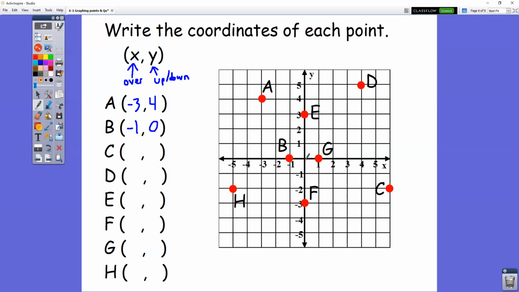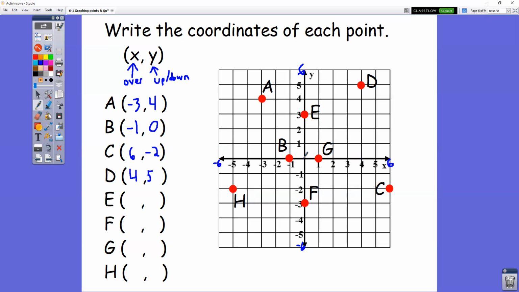C is over here. Now, notice that on our graph, and this is how all your graphs will look, it goes 1, 2, 3, 4, 5. This one doesn't have a number right on the edge, but this is really 6. This is really 6 going up here. This is really -6 over here. And this is really -6 at the bottom here. So C is over to 6, down to -2. D. D is over to 4, up to 5.